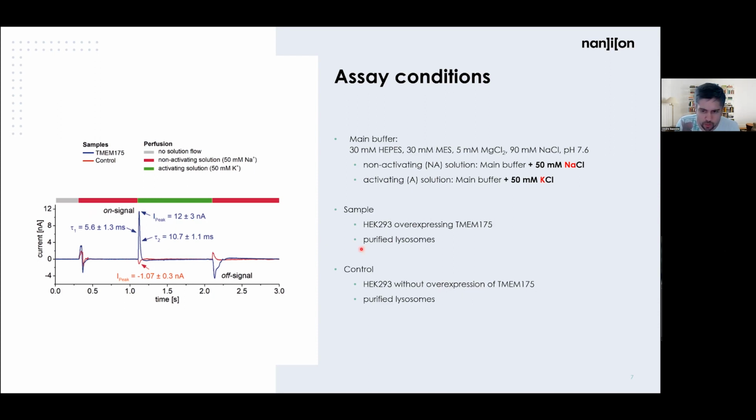What we actually used are purified lysosomes for both sample and control. So we have HEK293 cell lines, overexpressing and not overexpressing TMEM175, and we purified lysosomes from these cell lines via a sucrose gradient ultracentrifugation.